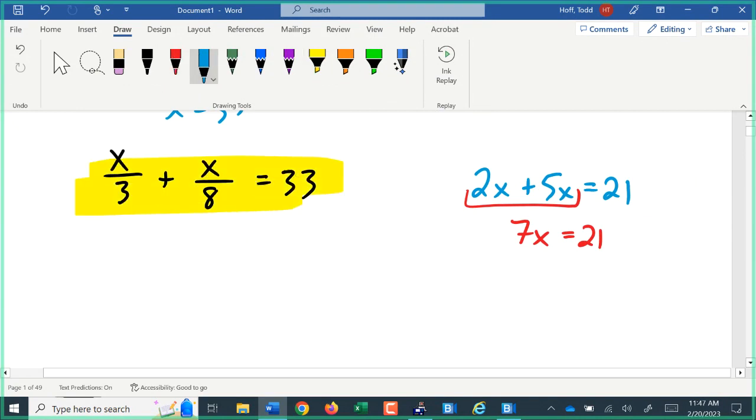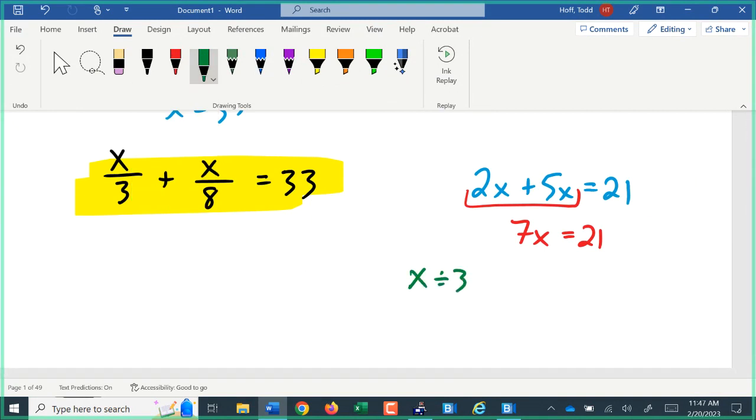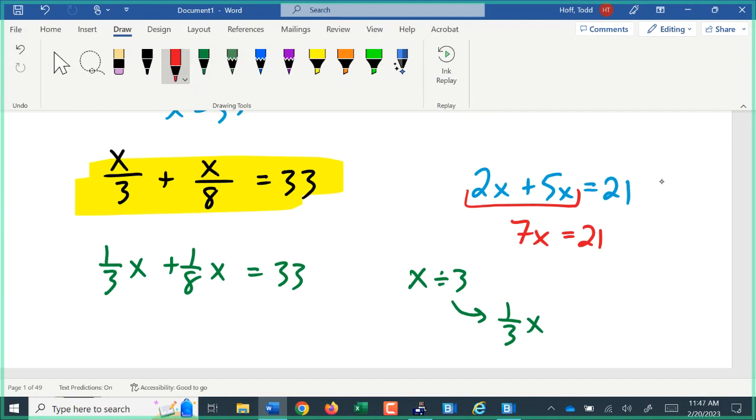Well, over here, there's similar things we can do. First of all, we know that x divided by 3 is equivalent to 1/3 times x. Remember when we did our fractions, multiplying by the reciprocal is the same as dividing by the number. So instead of x divided by 3, I can write this as 1/3 x. So then x divided by 8 would be the same as 1/8 x equals 33.